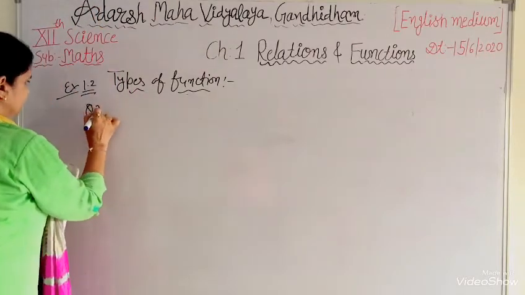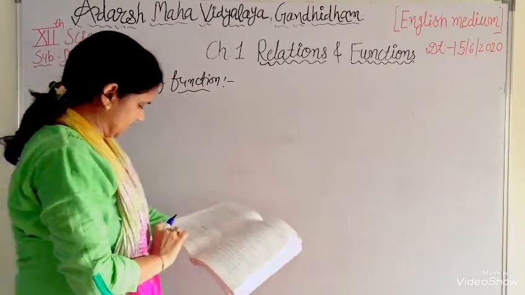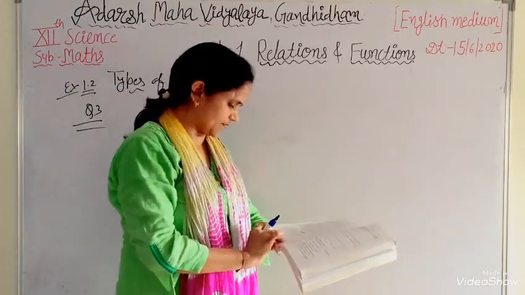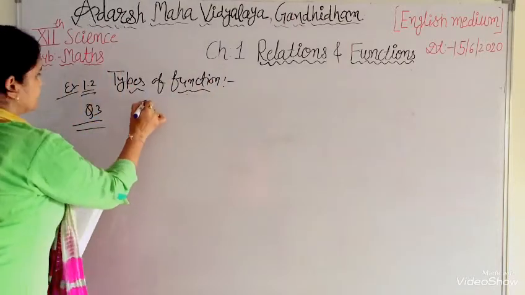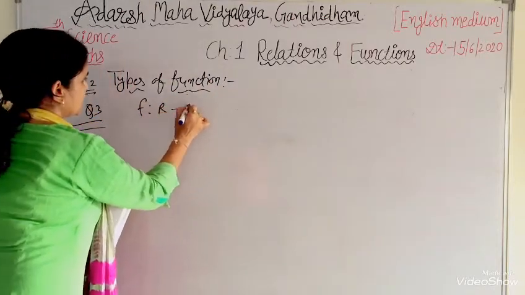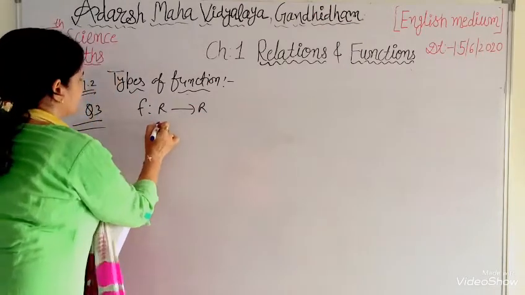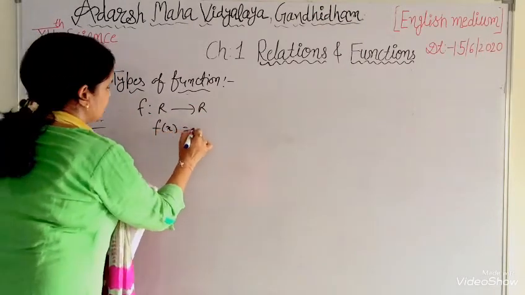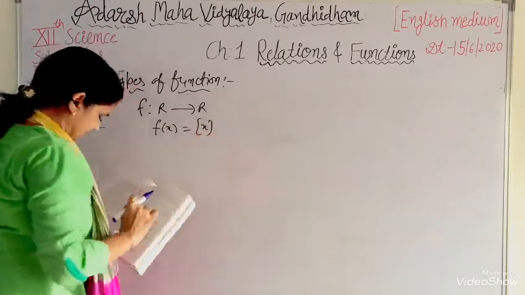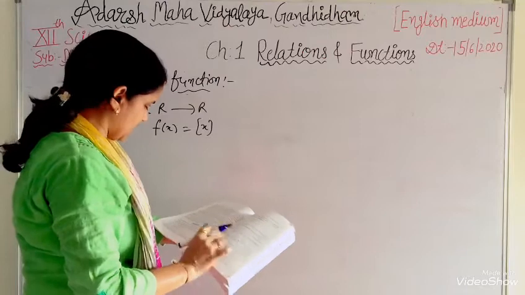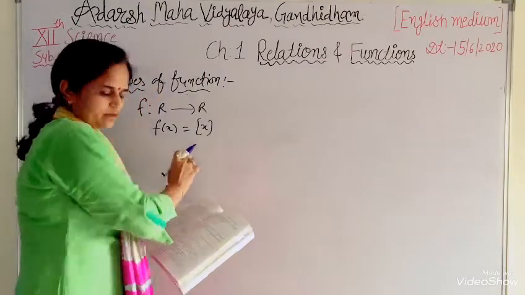Question number 3 is: prove that the greatest integer function f from R to R, given by f(x) equals the greatest integer function of x, is neither one-one nor onto. I am writing it in short, student.